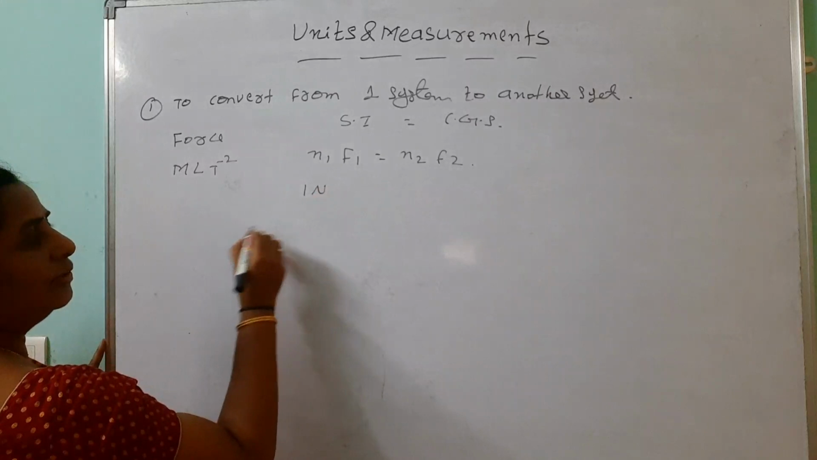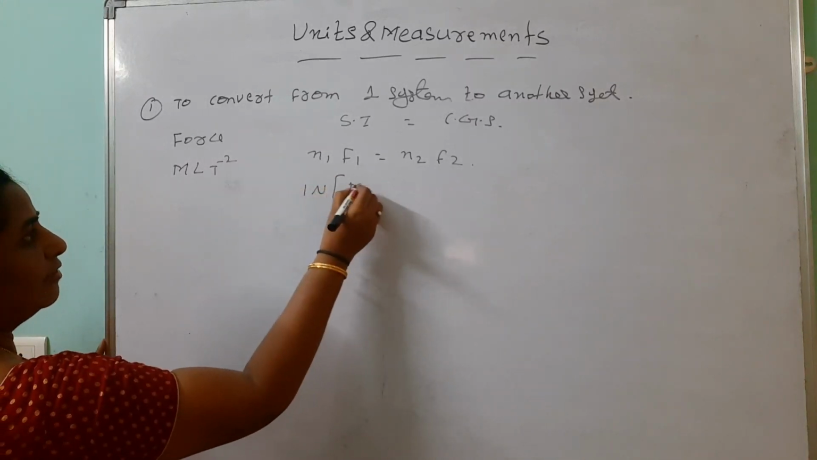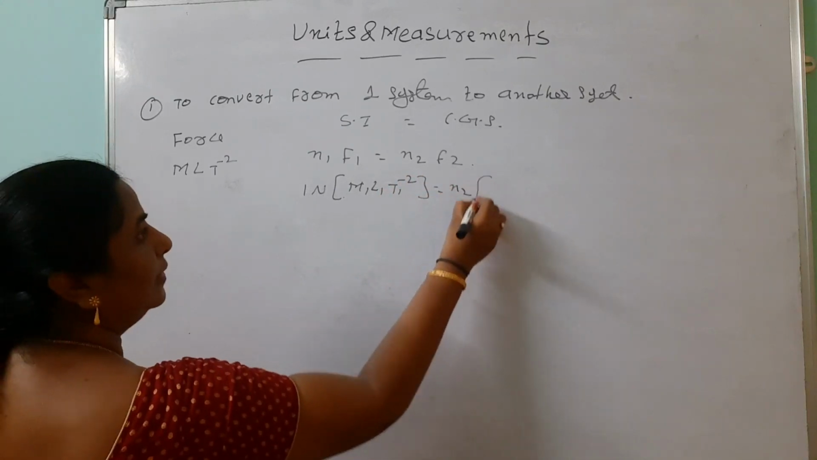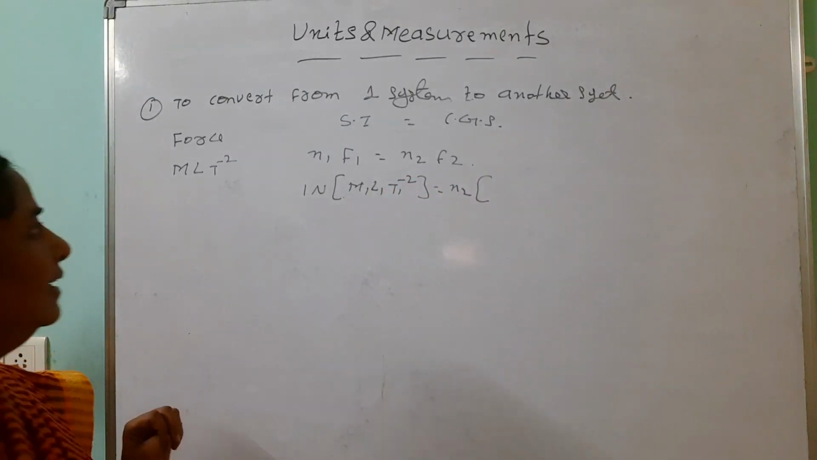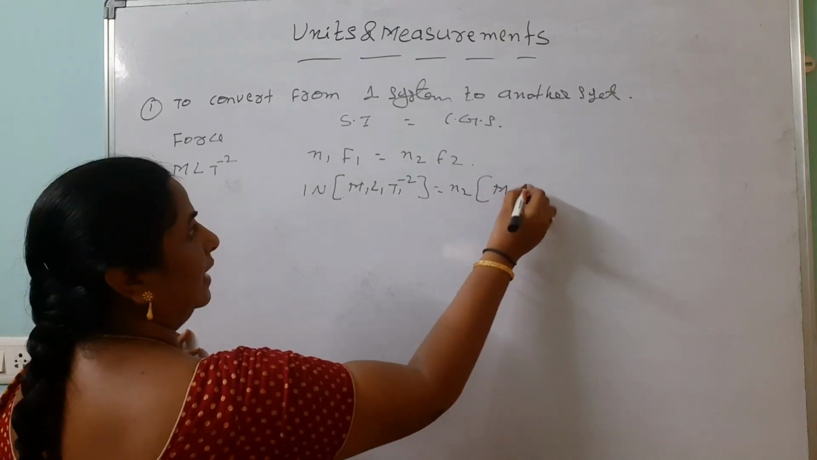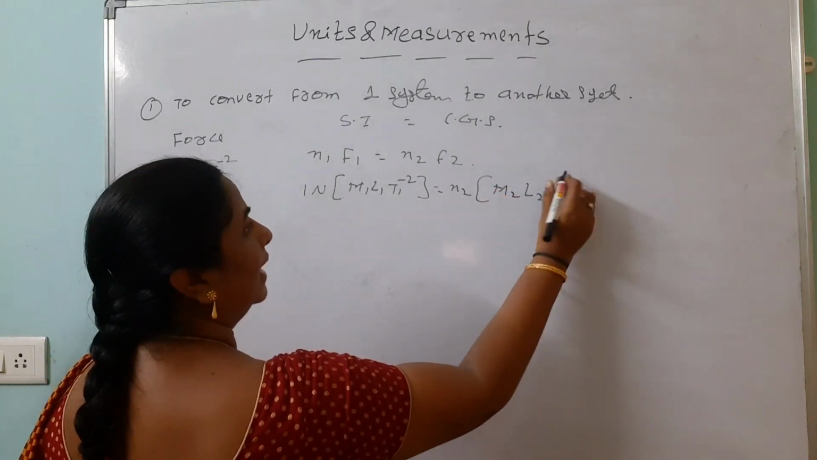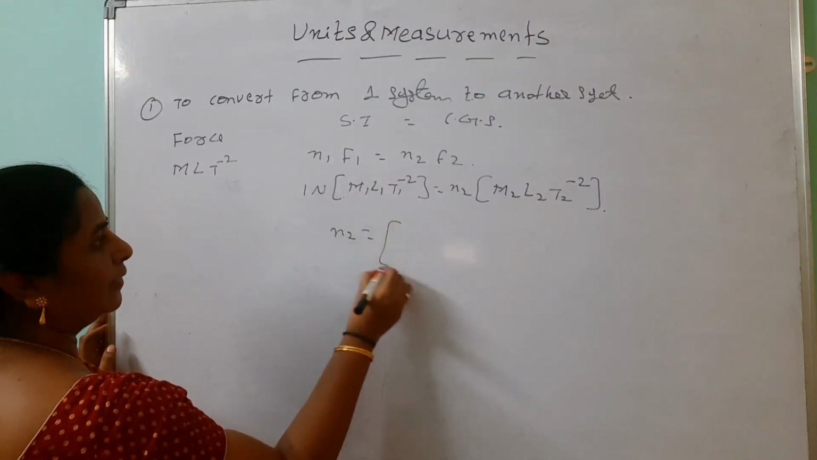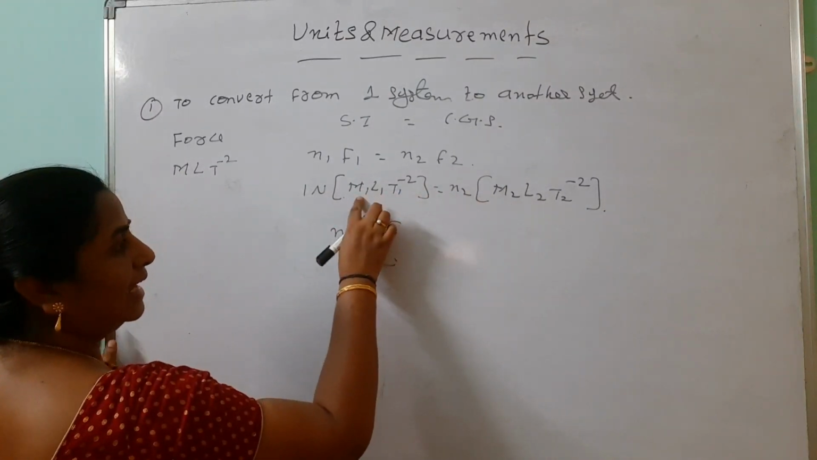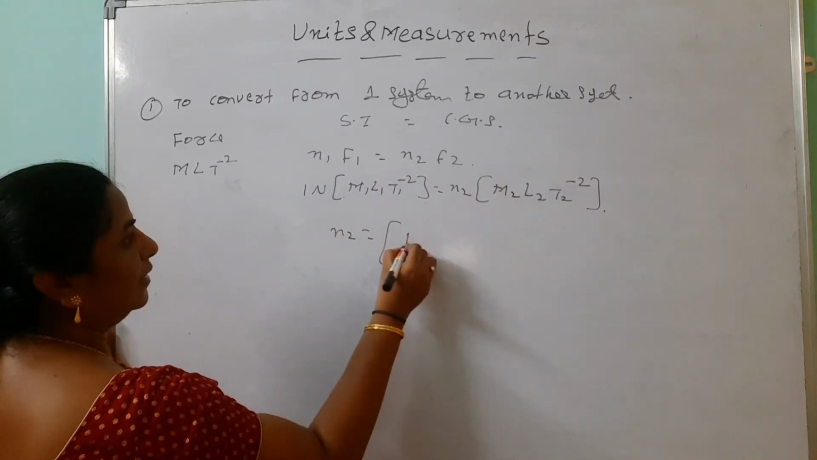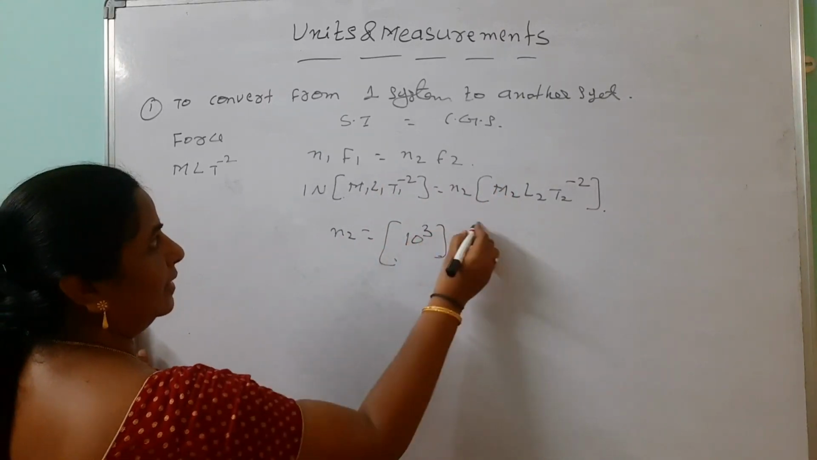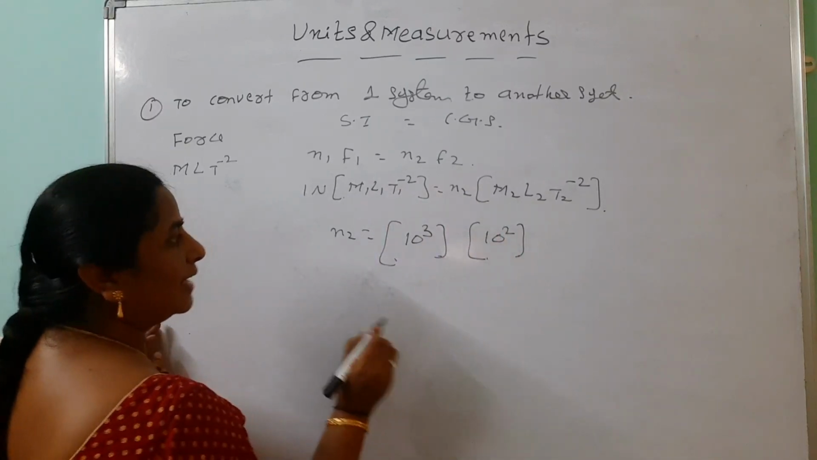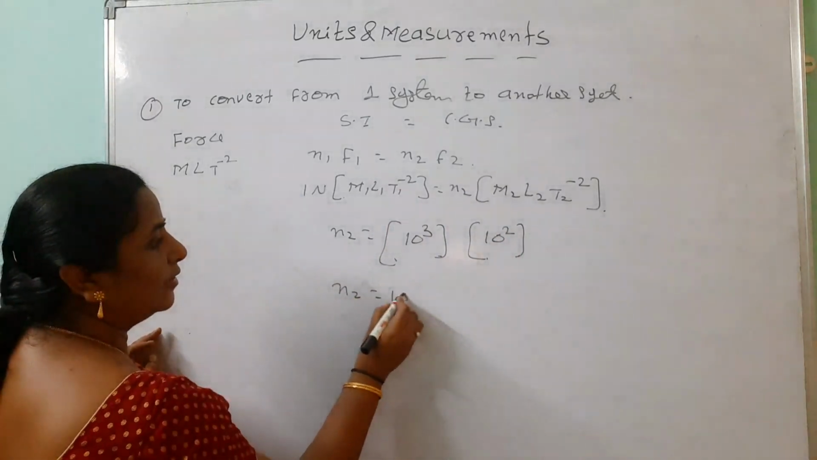N1 I am taking 1 Newton. F1, what is the dimension formula? M1 L1 T1 power minus 2. N2, instead of F2, what are we taking here? M2 L2 T to the power of minus 2. Same here, N2 is how much? M1 by M2. This is in kg, this is in grams. So 10 to the power of 3 we are getting. Then L1 by L2, 10 to the power of 2. Time will cancel. Finally N2 equals 10 to the power of 5.